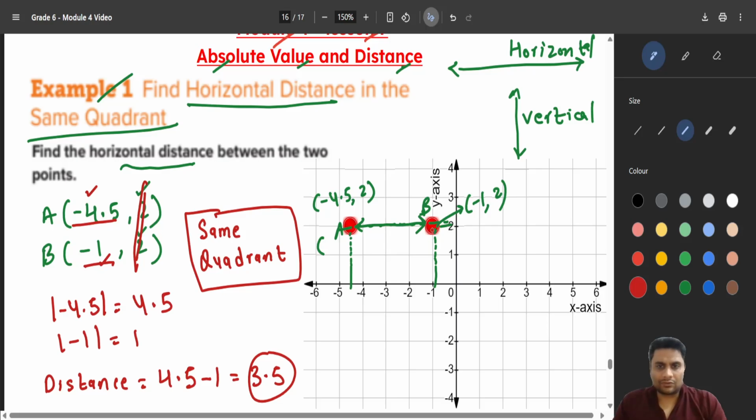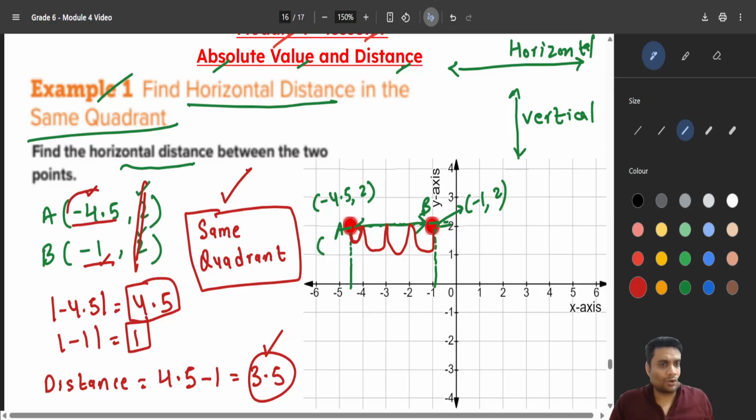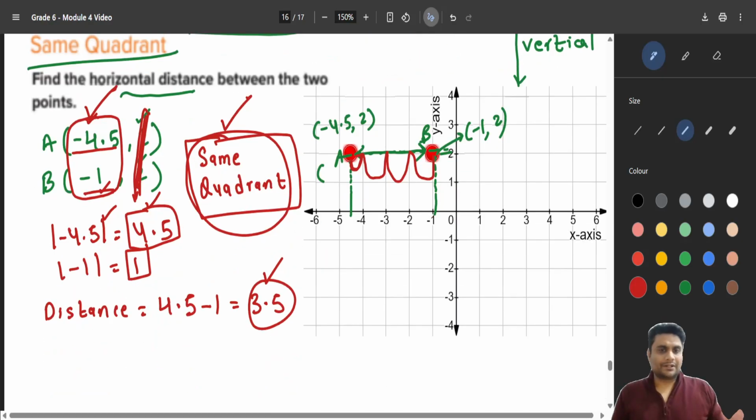You can check it from the graph also. Check 1 step, 2 step, 3 step, and until here this is half. So this is 3.5. Okay. So what did I say? If they are in the same quadrant, first you will take the absolute value and then you will do minus. You have to take the absolute value of the coordinates that are different. The coordinates which are same, leave them. So the coordinates which are different, take their absolute value and then do minus. When will you do minus? When they are in the same quadrant. Understood? Let us move to the next part.